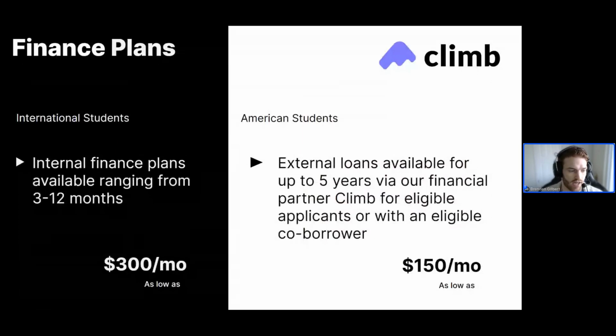So we also have many financing plans available. For our international students, including students here in Canada, actually, we have financing plans available for 3 up to 12 months. I believe it was 3, 6, or 12, starting as low as $300 a month. And then for our US students, we've partnered with an organization called Climb. They focus on helping professionals and students fund educational courses, and they have loan terms available for up to 5 years for eligible applicants or with an eligible co-borrower. And those plans start at $150 a month.